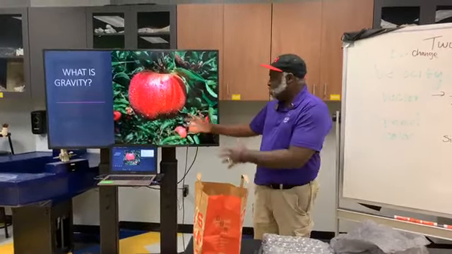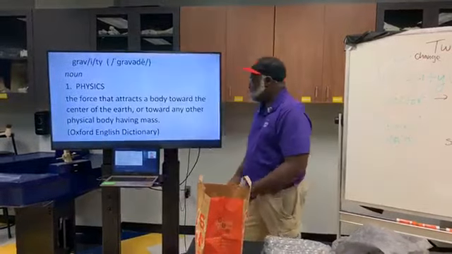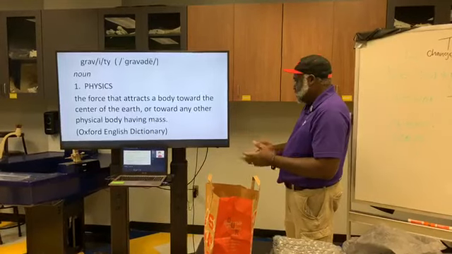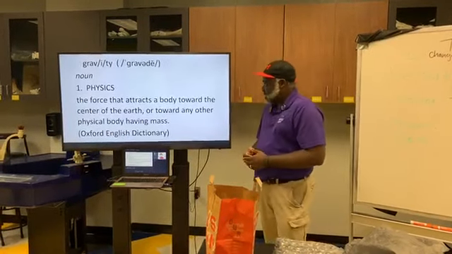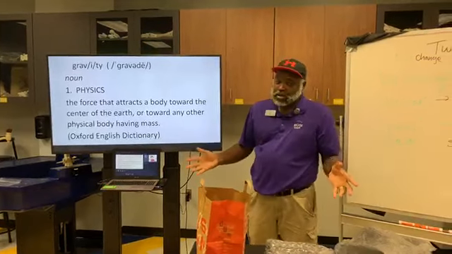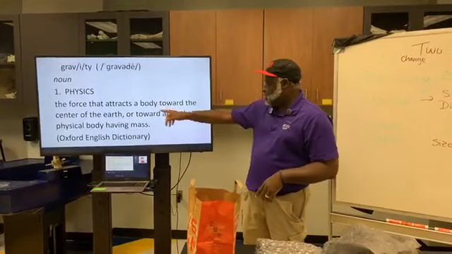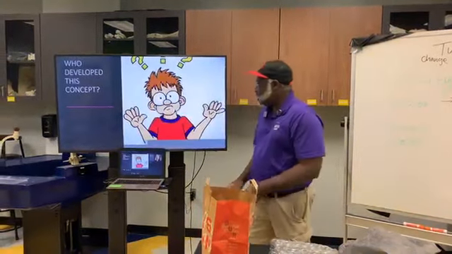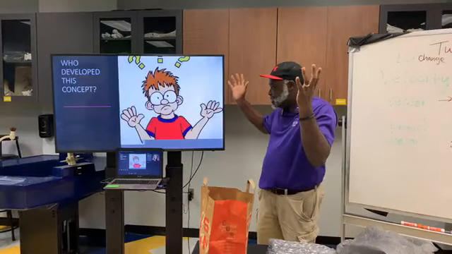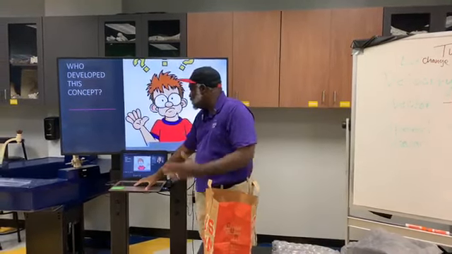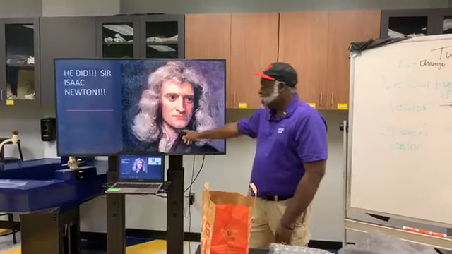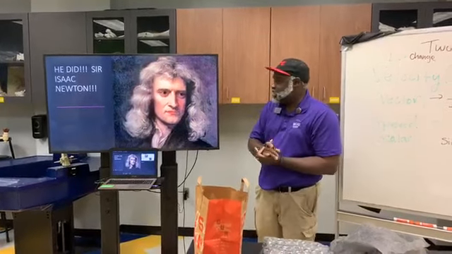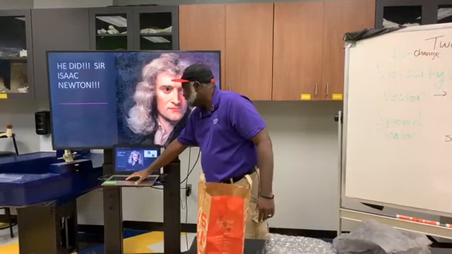What is gravity? According to the Oxford English Dictionary, gravity is the force that attracts a body toward the center of the earth or toward any other physical body having mass. For our egg drop, we're concerned with the first part, toward the center of the earth. Now, who thought of this concept? How long has this concept been around? Or who developed this? Great question. He did, Sir Isaac Newton. Great physicist, great scientist. So, this is what happened.